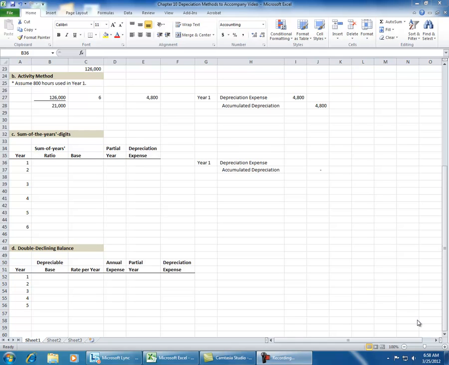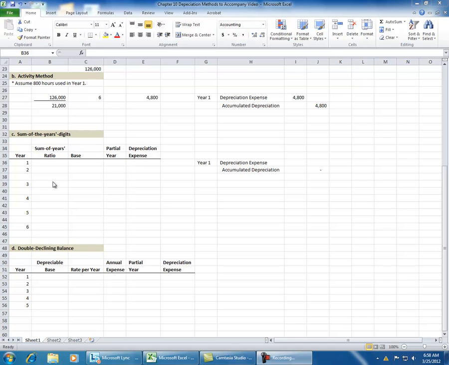The next two methods of depreciation are accelerated methods of depreciation, where we're going to take more depreciation in the early years where we have the most benefit of using that asset, and less depreciation in later years when the asset might be down for repairs, for example. So we'll get less utility out of those assets, so we're going to depreciate less in the later years.